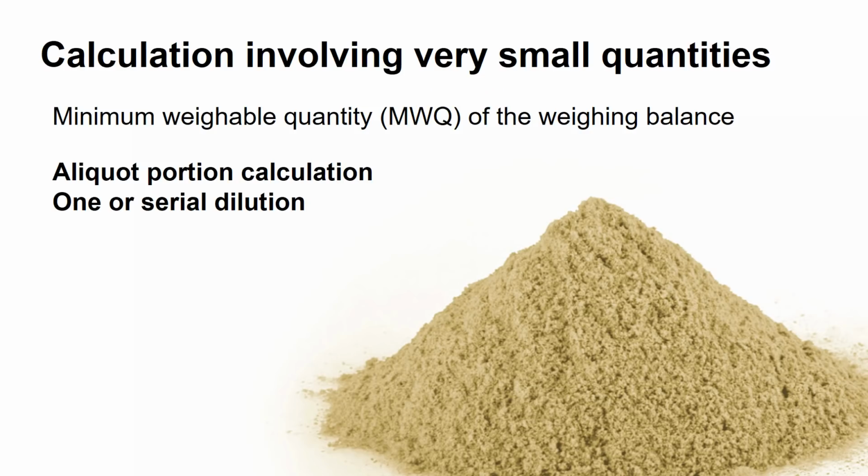We move on to the second topic of the lecture, the calculations that involve very small quantities. Bear in mind that the weighing balance has a limit where it can measure accurately. In these terms, we name it the minimum weighable quantity, or MWQ. The MWQ depends on the instrument itself, but in our practical lab, the MWQ is equal to 200 milligrams.